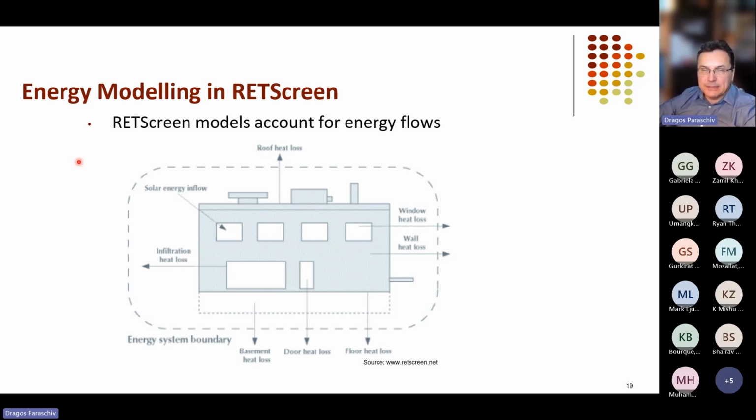So we try to make sure that we have the proper inputs in the model so that we can rely on the outputs to be correct. Because in any type of energy modeling, whenever we have a black box, it's garbage in, garbage out. So if we make an error in the inputs, obviously that will be translated into an error in the outputs.